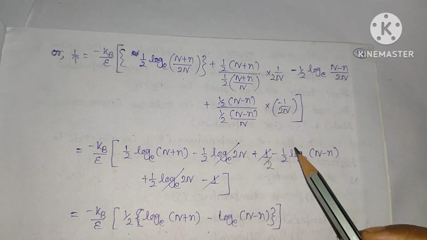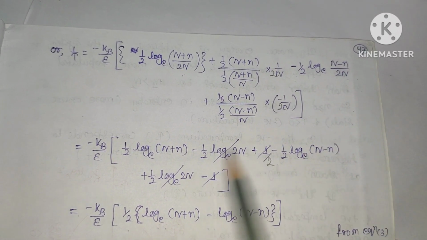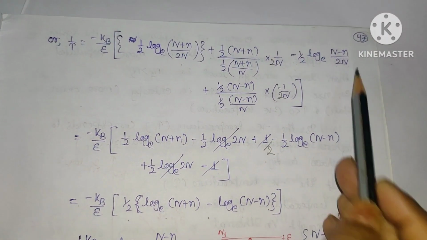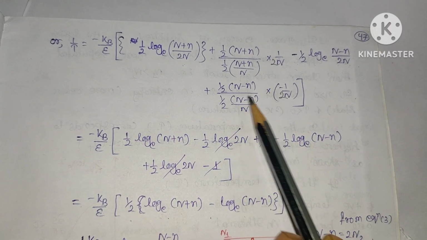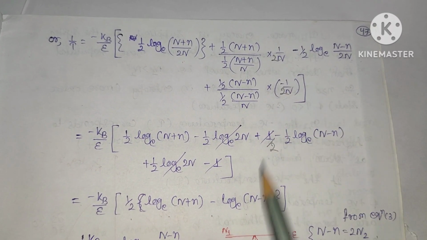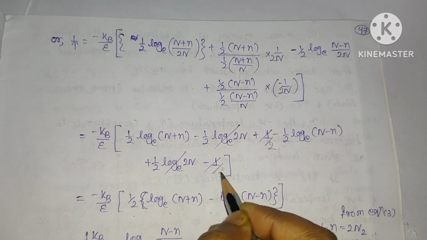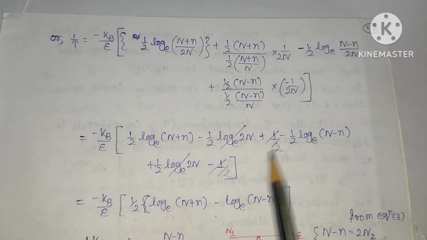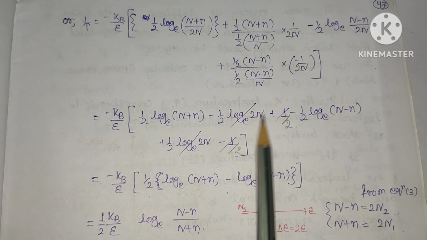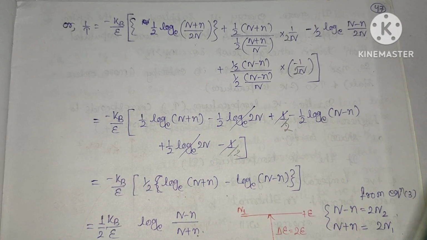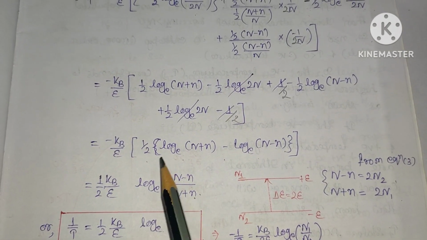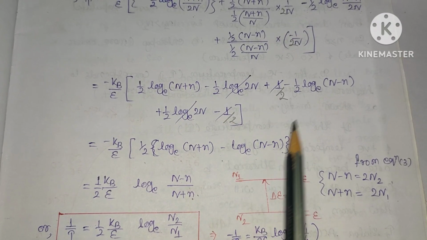So this is minus half log e (n minus n), minus minus becomes plus half log e, this is your 2n. Again this will be half n minus n gets cancelled, this n gets cancelled, this will be minus 1 divided by 2, this is minus 1 by 2. So 1 by 2 minus 1 by 2 get cancelled, half log e 2n minus half log e 2n, they will get cancelled. The remaining term is minus kB by epsilon, half log (n plus n) minus half log e (n minus n).